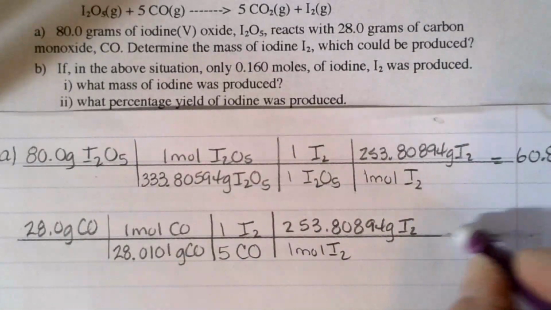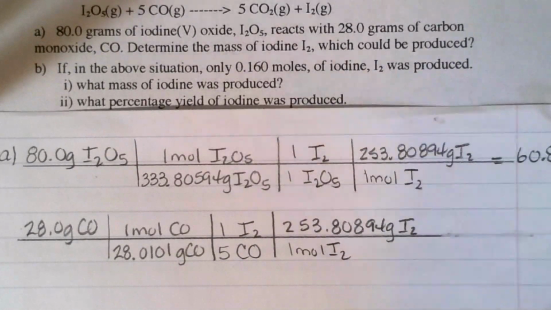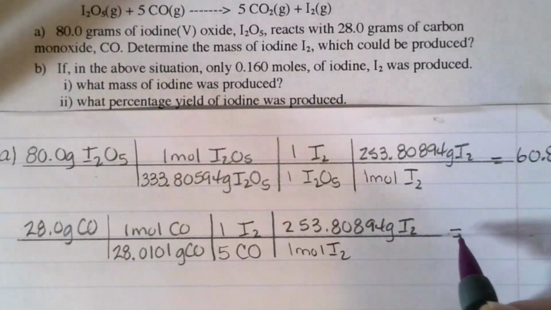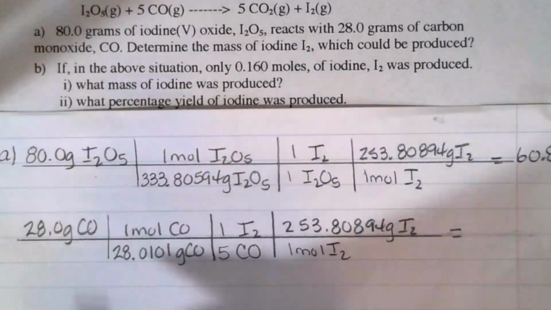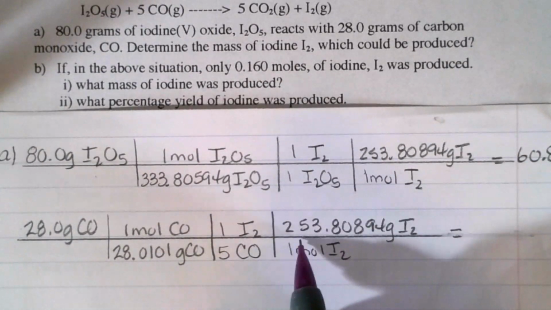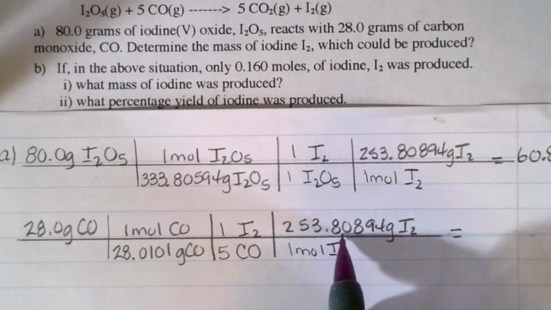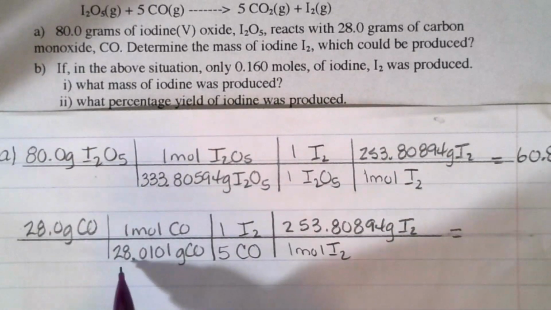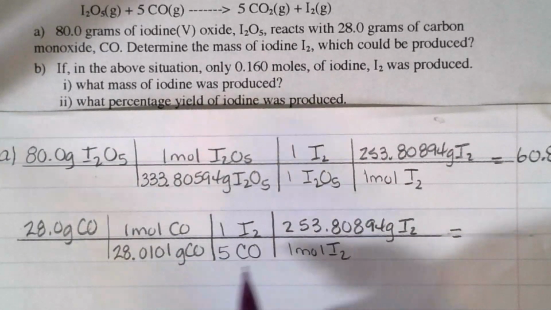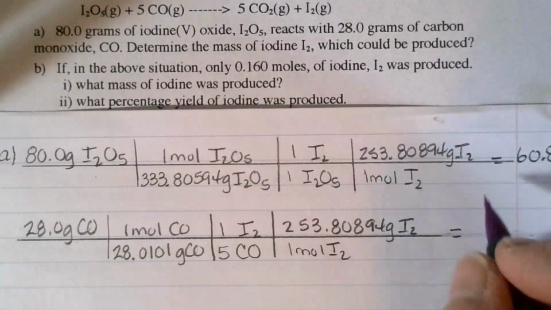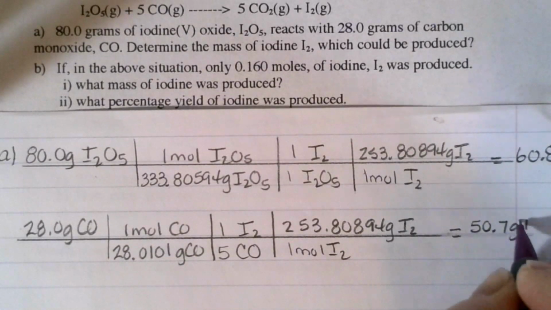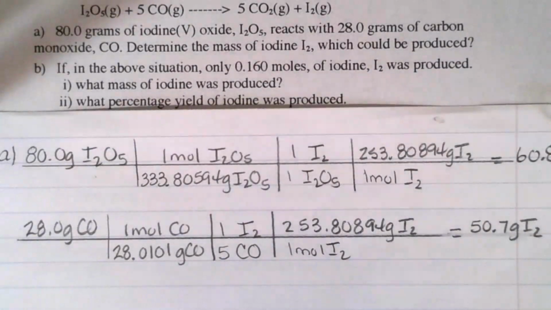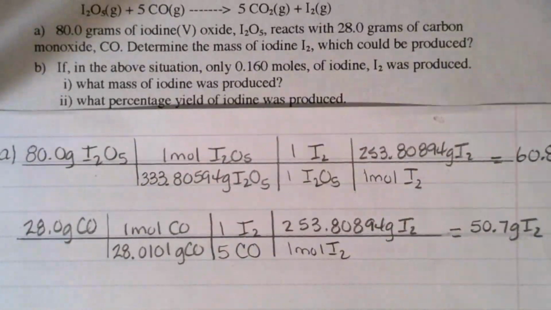Okay, so let's figure that. We'll do some mathing on that. If you want to stop that video and math it out and see if you get the right answer, that would be a good practice. As I math it out, I'm going to take 28 times 253.80894 divided by 28.0101 divided by 5. And I'm going to get something like 50.7 grams of iodine gas. Again, I'm going to write that answer to the correct significant digits.